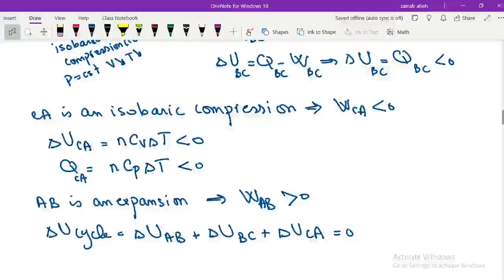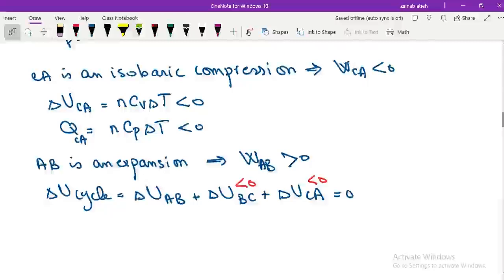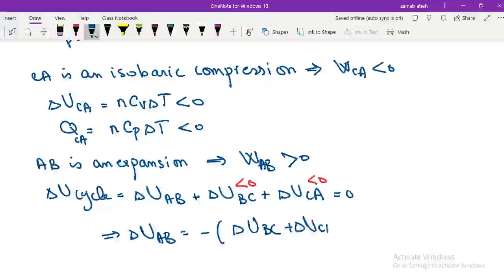Now we have already shown that delta U for BC is negative, and delta U for CA is also negative. So for sure delta U of AB must be positive. I will show you how. It implies delta U of AB is equal to minus the sum of delta U BC and delta U CA, and because both of them are negative, I will get this positive.